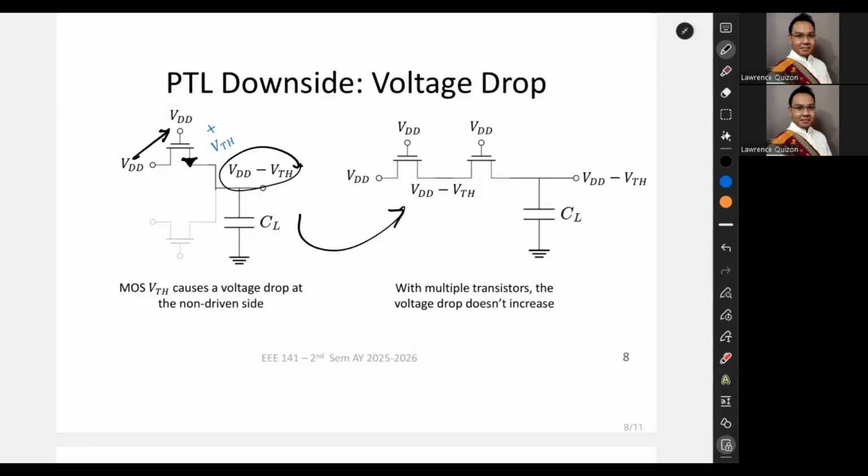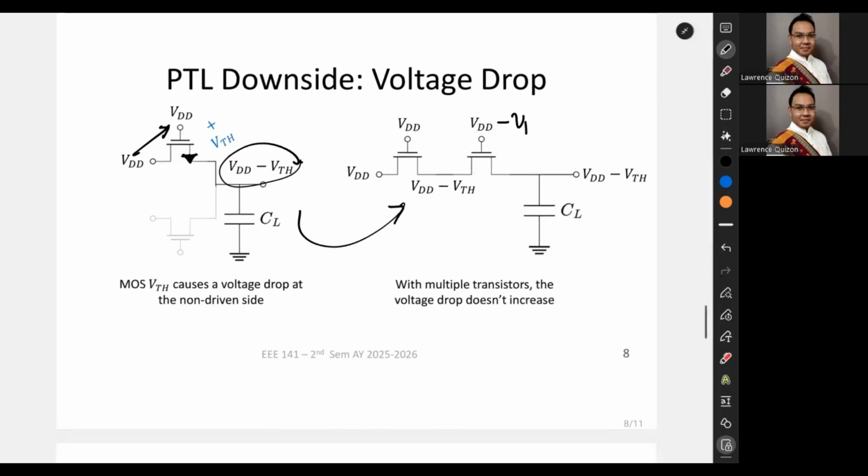The good thing is that even if there's multiple transistors, so long as the gate of the last switch transistor is VDD, then your output will only be VDD minus VTH. It won't go lower. The problem is that what happens if we put this here? Then it turns into VDD minus VTH, which would need this to turn into VDD minus 2 VTH. So then, the PTL downside is a compounding voltage drop as you cascade logic.